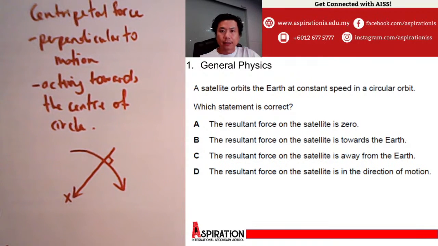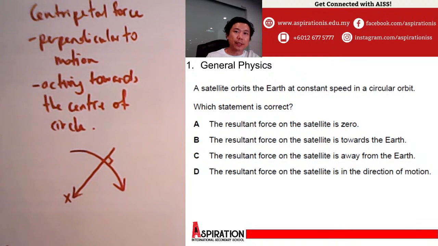So can I know the answer to this question? Key it in the live chat. I'm looking. What do you think is the answer to this question? A, B, C, or D? What do you think? Let me know.